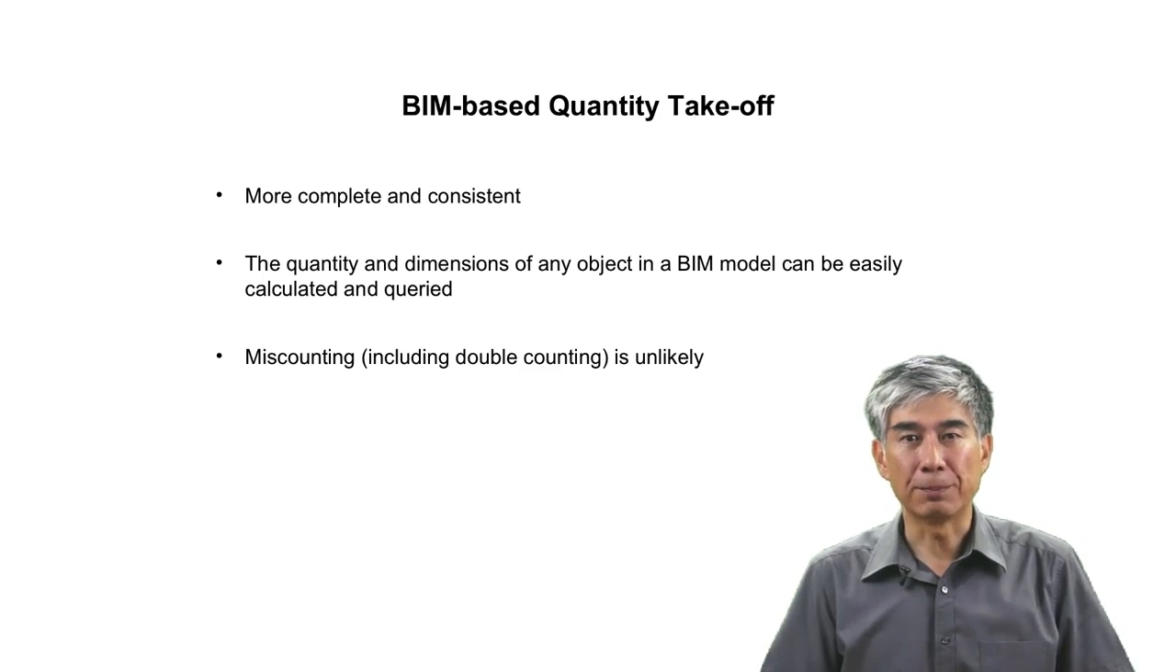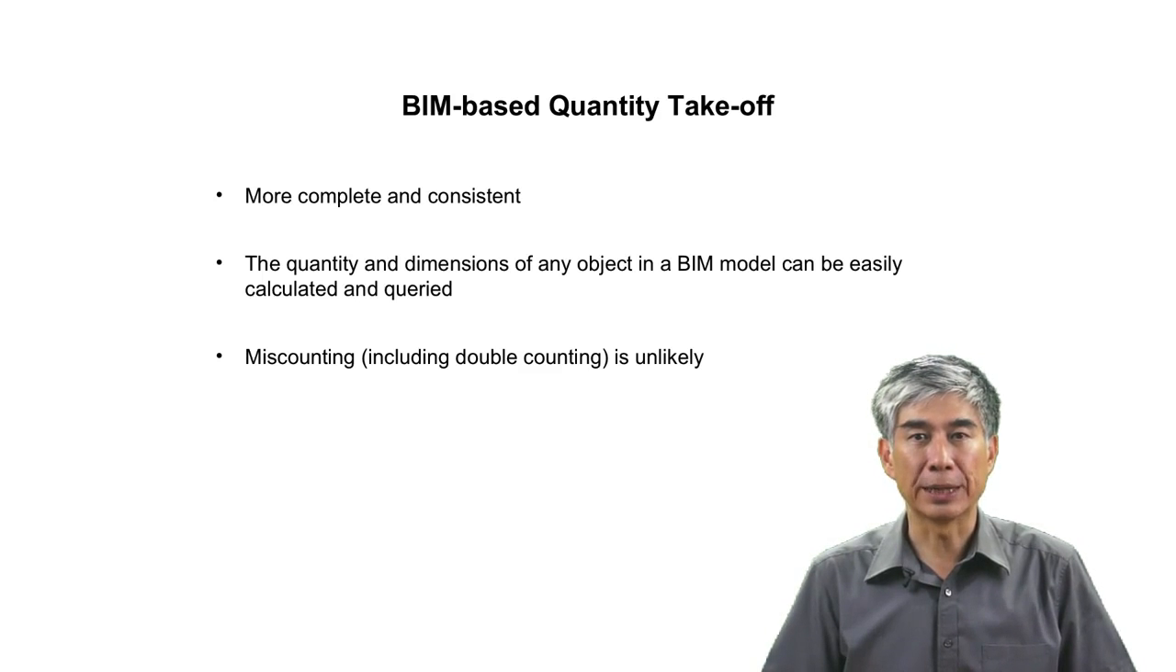Because information in a BIM model is in general more complete and consistent than that in a corresponding set of 2D drawings, BIM-based quantity takeoff should be more accurate than 2D quantity takeoff. As long as the objects are modeled in a BIM model, their quantity and dimensions can be easily calculated and queried. Unlike in 2D drawings, where an object may appear in more than one drawing, in a BIM model, all objects exist uniquely, so miscounting, including double counting, is unlikely.